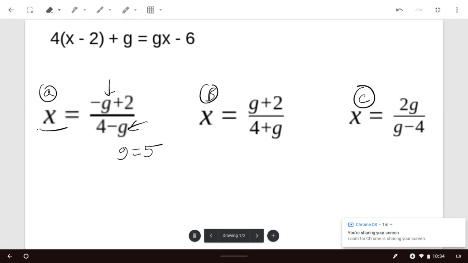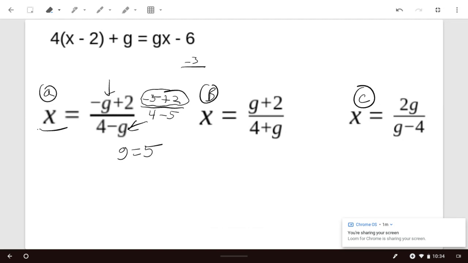So we've got negative 5 plus 2 over 4 minus 5. On top here, that's going to give us negative 3. And on bottom, that's going to give us negative 1. And so this is going to simplify down to just 3. So when G is equal to 5, X equals 3. Hopefully you saw all that. If not, go back and watch it again.